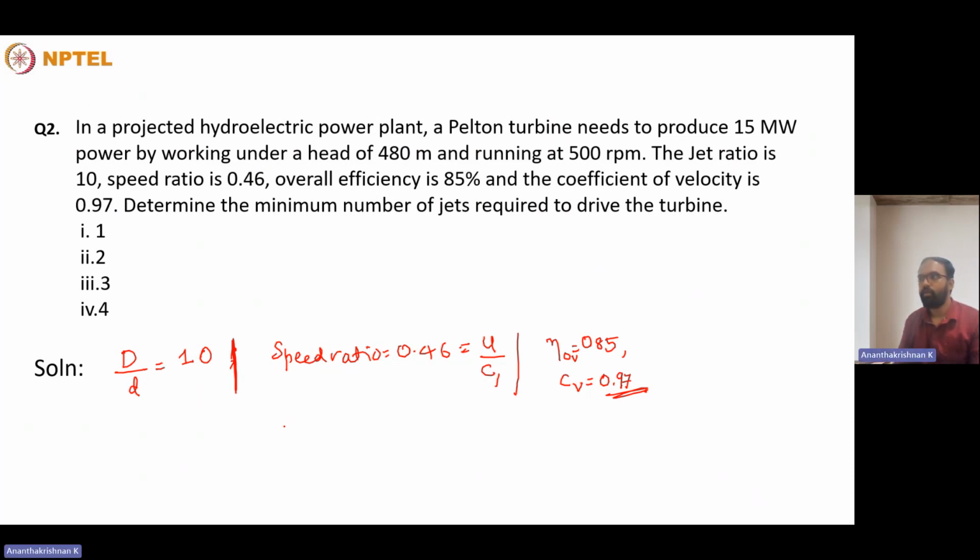So in this particular problem, we should calculate the number of jets. For that, we require the actual velocity, the actual volume flow rate that is required to produce in the case of Pelton turbine. In order to produce the overall power, we need to calculate the total actual volume flow rate that is required to produce this power, and the volume flow rate that is associated with the jet. Dividing the total volume flow rate by the volume flow rate of each individual jet, we can determine the number of jets, the minimum number of jets that is required to drive the turbine.